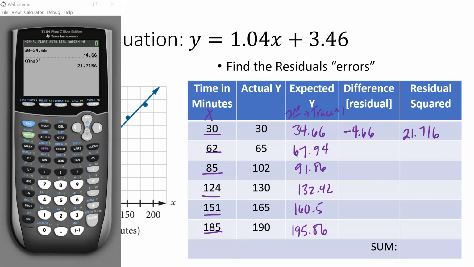How we feel? All right, we're going to do the next one. We're now on to x equals 62 to find its residual. So we have 65 minus 67.94. We get negative 2.94. We're going to square our answer, and we get 8.644. So we have negative 2.94 and we have 8.644. Okay?